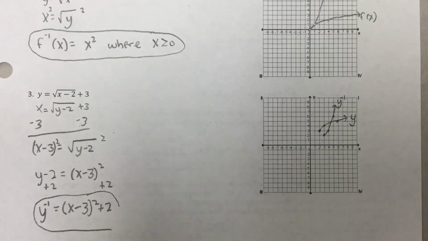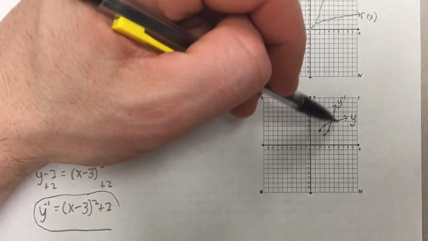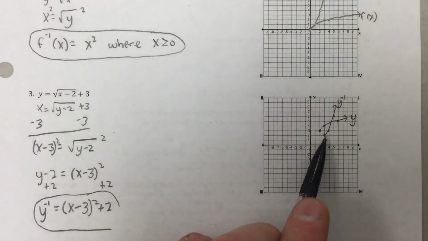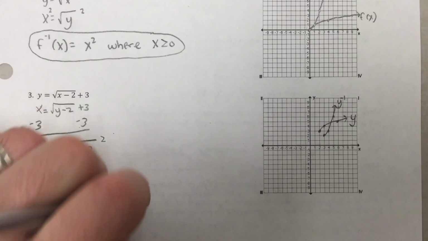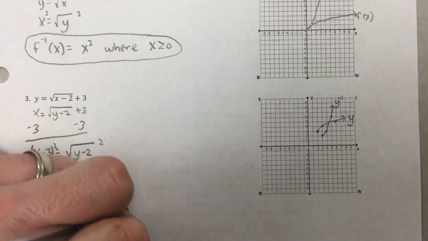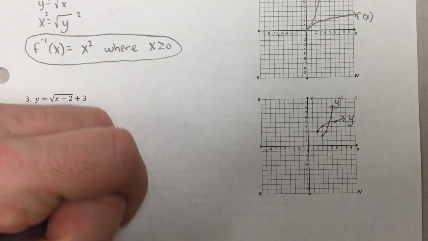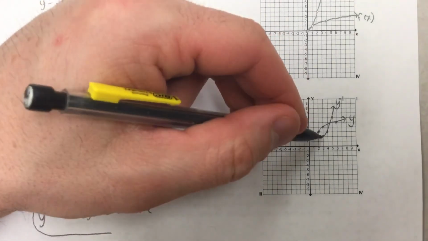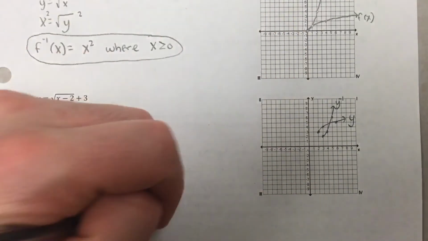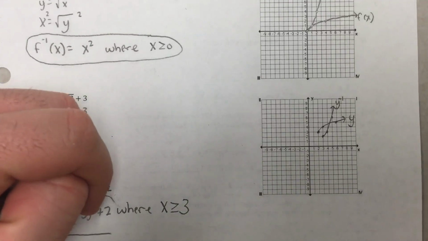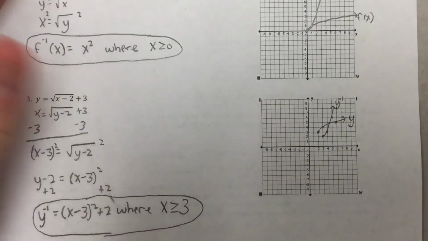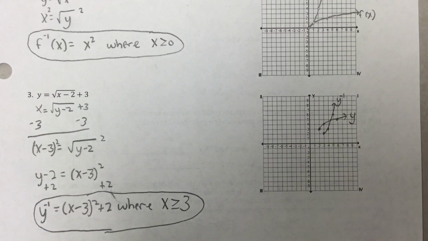Now, I'm almost done, but not quite, because, again, this would give me a full parabola, but my inverse is not a full parabola. My inverse starts here, and it's every x value greater than that. So I have to write that little domain restriction, or that little note at the end, where it's starting at an x value of 3, and it's every x value greater than that. So I add where x is greater than or equal to 3. All right, that's it.